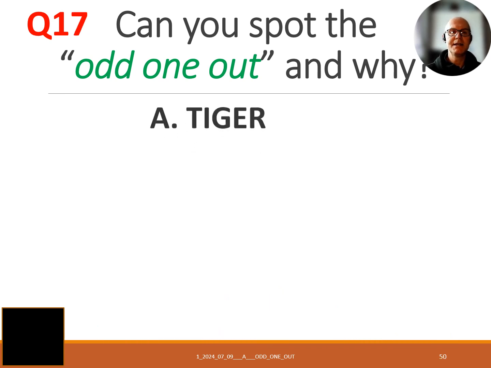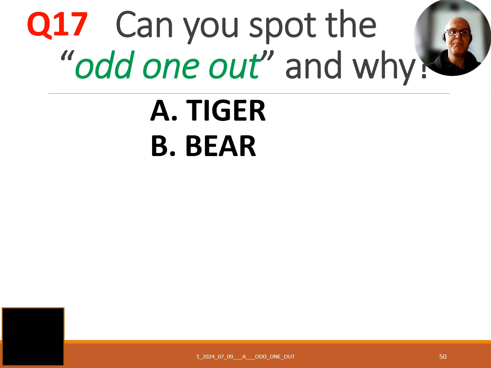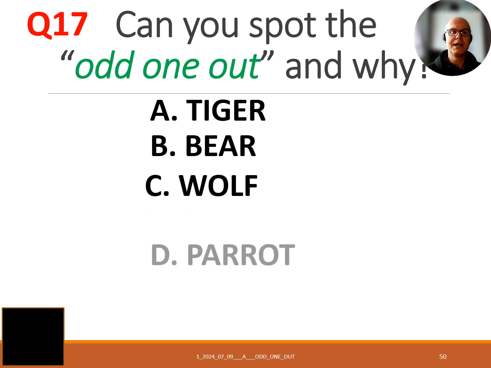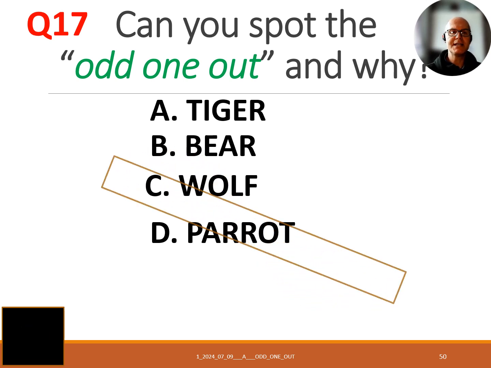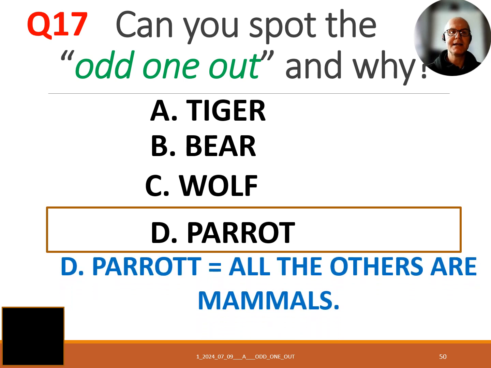Question 17. Tiger, bear, wolf and parrot. What was the odd one out of these 4 animals, and why was it the odd one out? The answer was D, parrot. The reason for that is that tiger, bear and wolf are all animals, whereas a parrot is a bird.